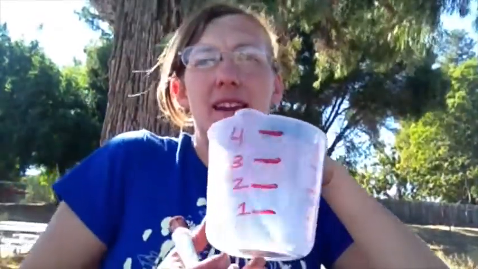Putting a 1 at the bottom, 2 above it, 3 above it, and 4 above it. So that way I know that when it gets to this first line, it's 1 inch. When it gets to the second line, it's 2 inch, and so on. So this is a rain gauge.